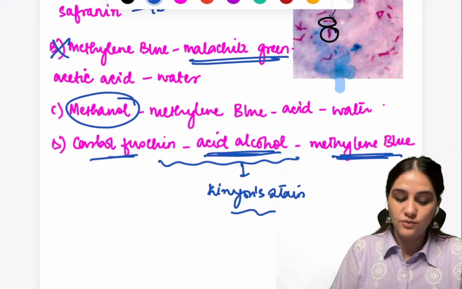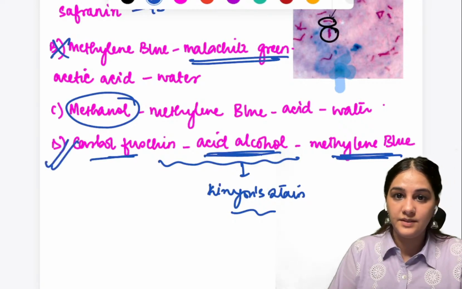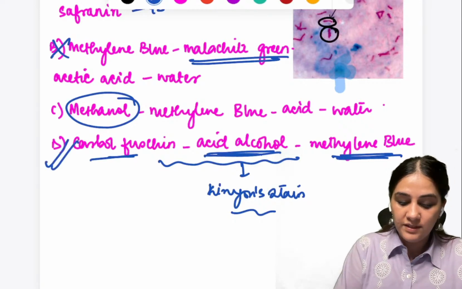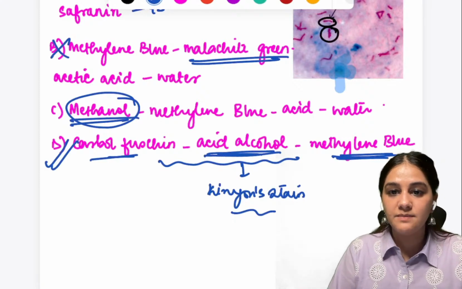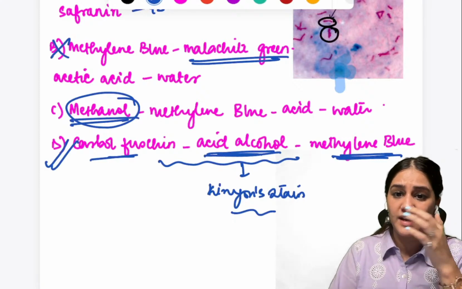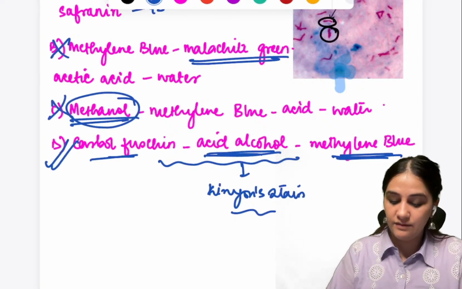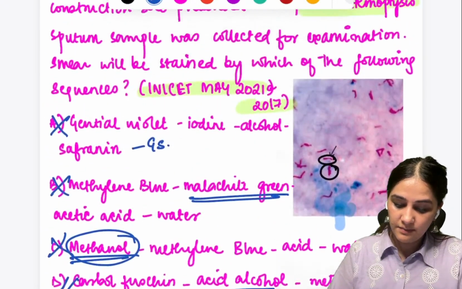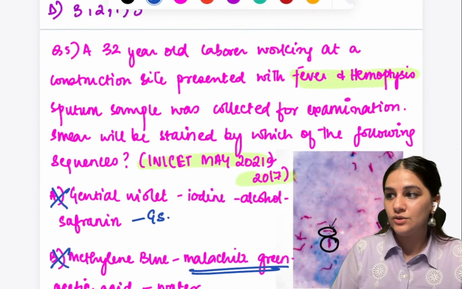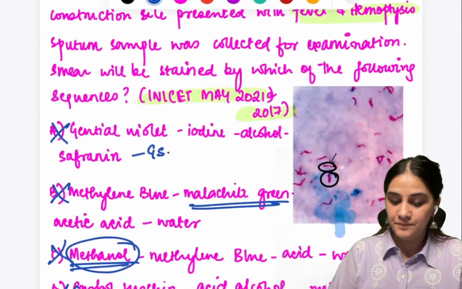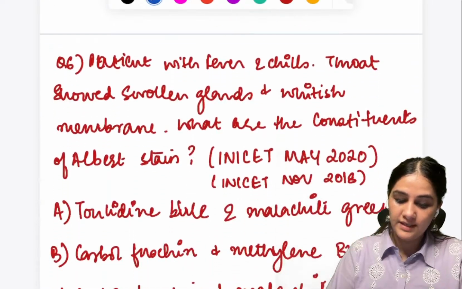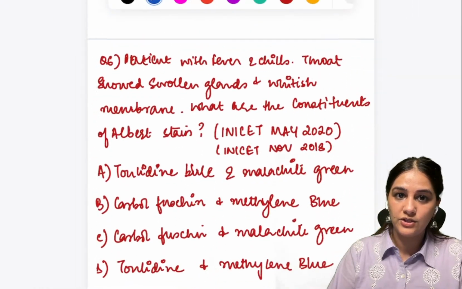So our answer here is going to be D, right? So it's going to be D because we didn't mention anywhere methanol as being used as a decolorizer or as a pore maker. So this is definitely not going to be there, right? So our answer here becomes D because this was Kinyoun stain that was done, right? Okay. So next we are going to talk about this question.